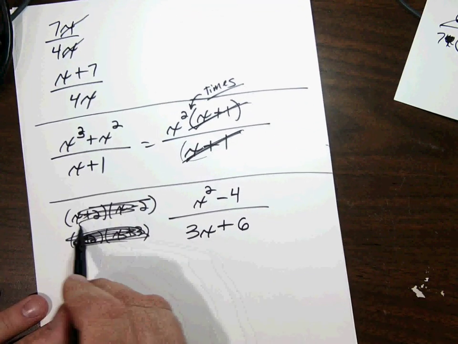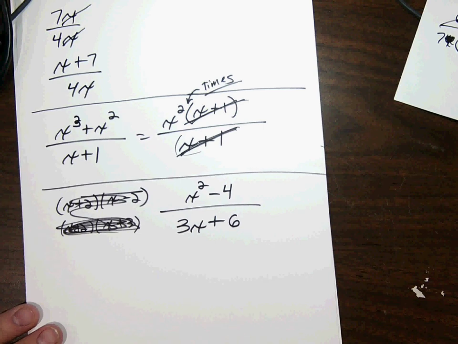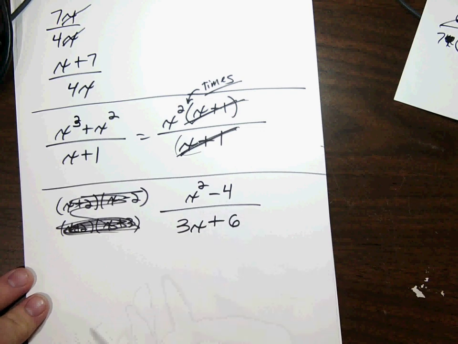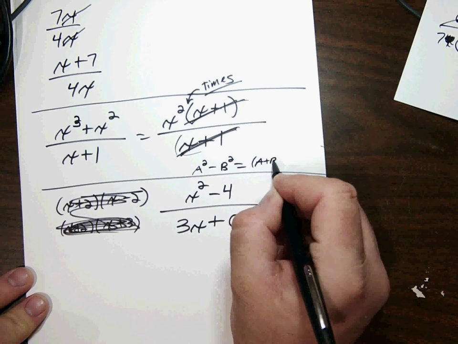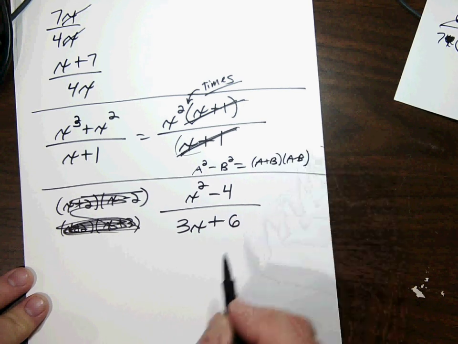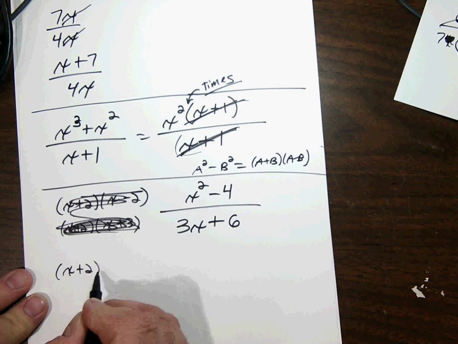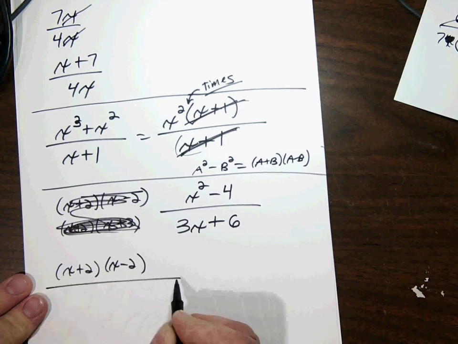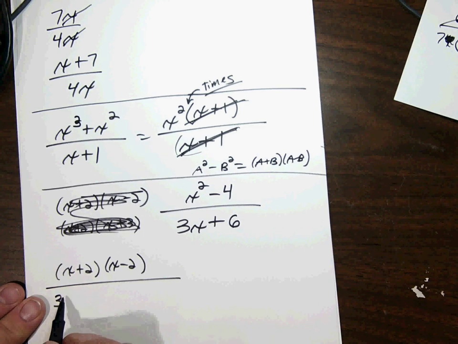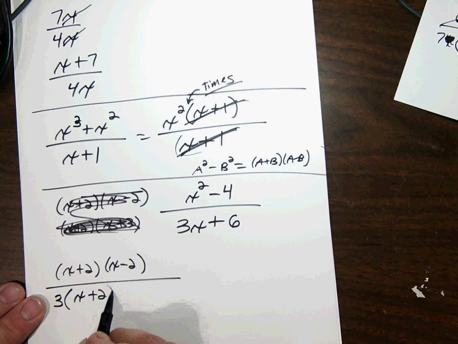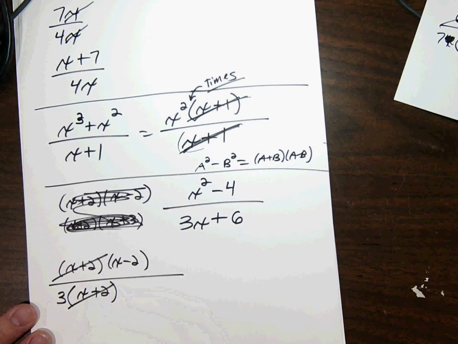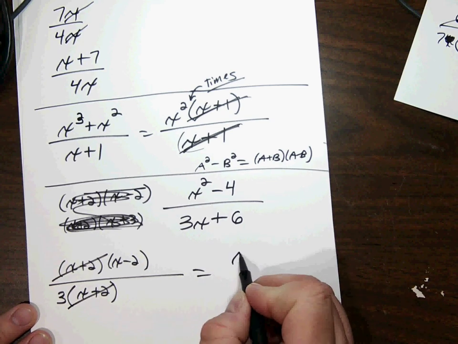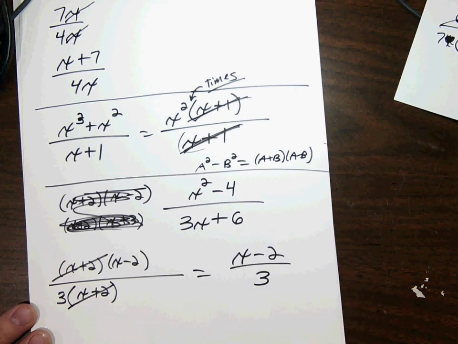Okay, forget about all that. Let's simplify that rational expression. So I need to factor the numerator. Difference of two squares, right? That's a squared minus b squared. It's going to factor into a plus b times a minus b. So that's going to be x plus 2 times x minus 2 on the top. On the bottom, I have a common factor of 3 I can yank out of there, leaving me with an x plus 2. And what do you know? I've got matching x plus 2's. Out they go. I'm left with x minus 2 on the top divided by 3.